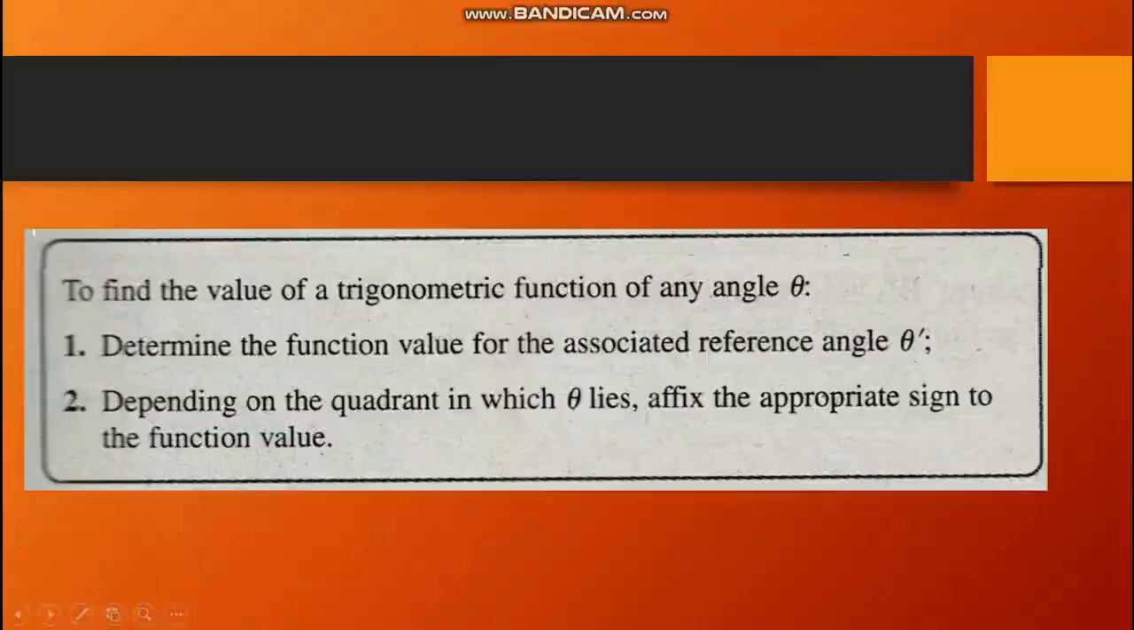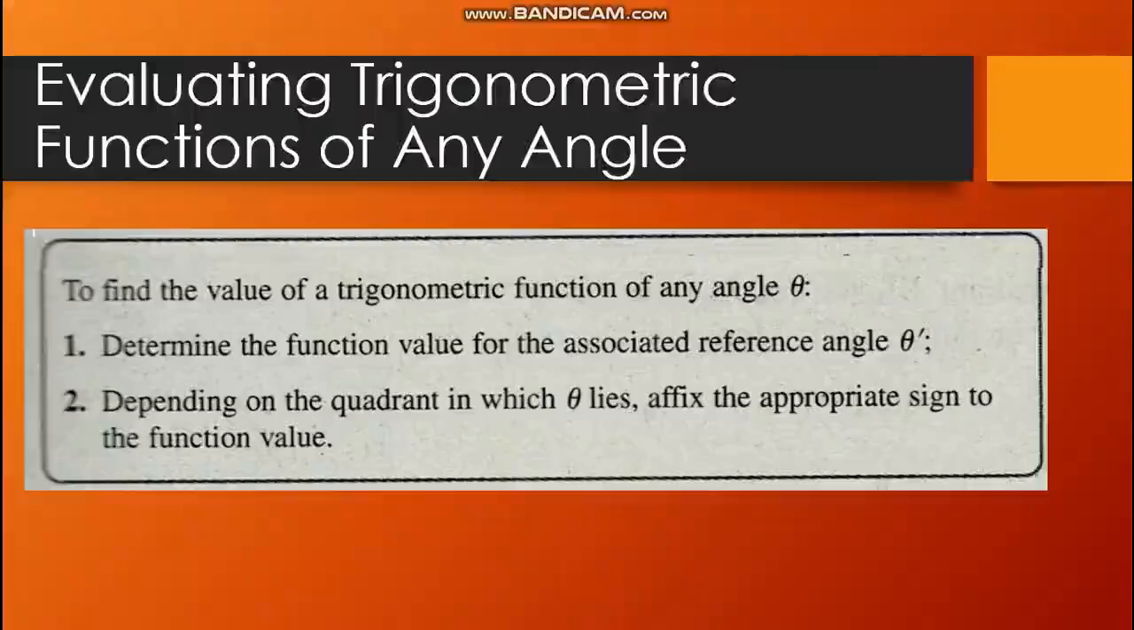Next is, in order for us to determine the value of a trigonometric function of any angle theta, we're going to follow these two steps. First is we're going to determine the function value for the associated reference angle theta prime. Sabihin, na-compute na natin yung reference angle. And then, kukunin na lang natin yung function value of these theta prime. Okay? Makikita natin sa table of values yung special angles 30, 45, and 60 degrees. Okay? And number 2, depending on the quadrant in which theta lies, alamin natin kung saan quadrant tumama, we're going to affix the appropriate sign to the function value.